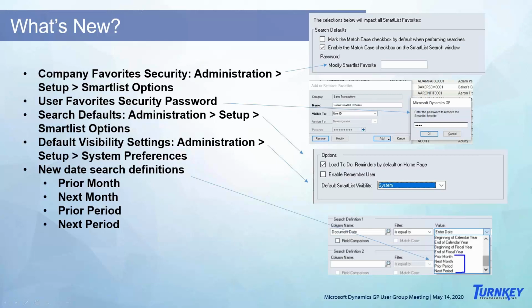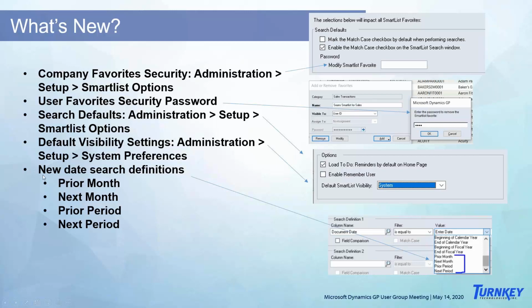Using the default SmartList visibility and setting it to user is a great way to help mitigate some of that, because when a user gets in and tries to create a favorite, it would just default to user ID so that it's saving it for themselves. If they wanted to make it visible to the company because it's beneficial for everyone, they could make that change at that point. But at least it would default to user, so you didn't have people accidentally throwing those into the SmartList favorites.